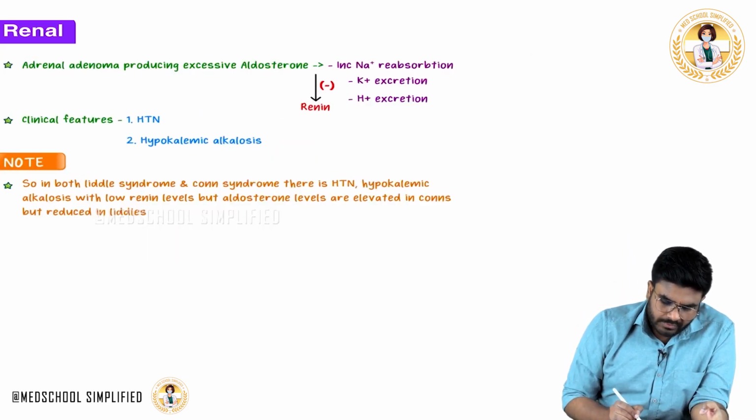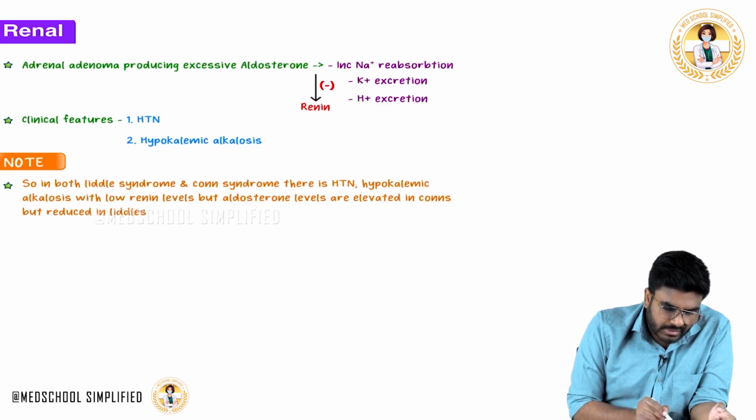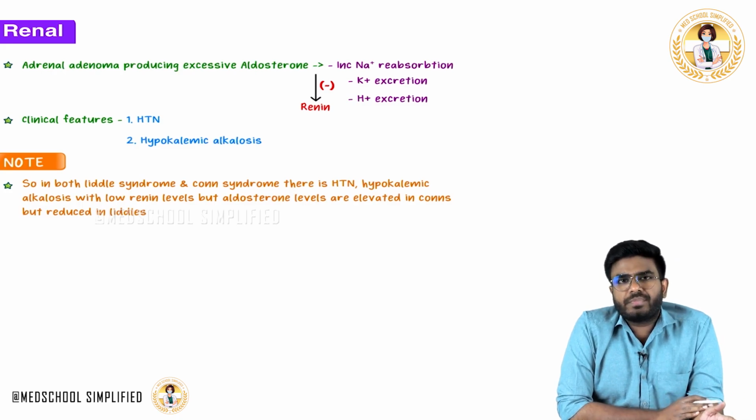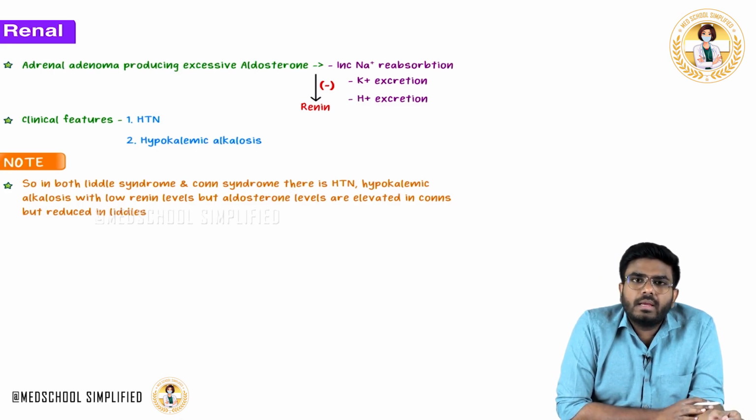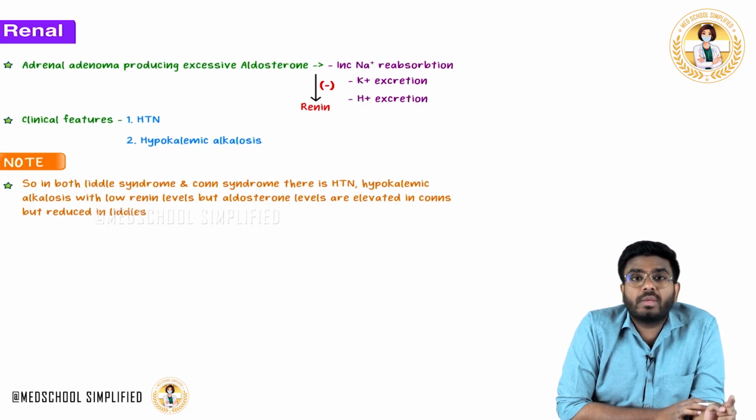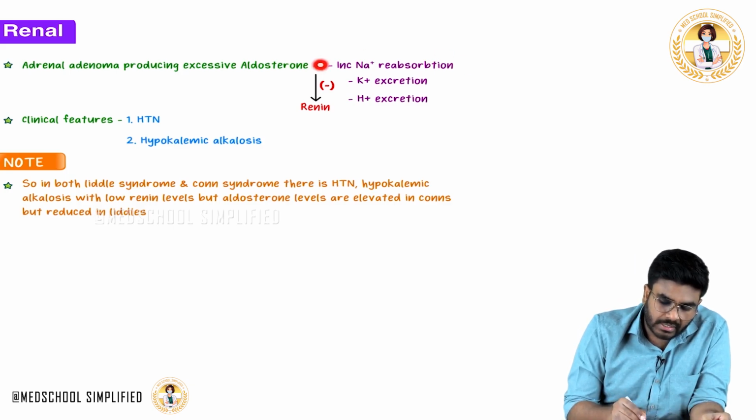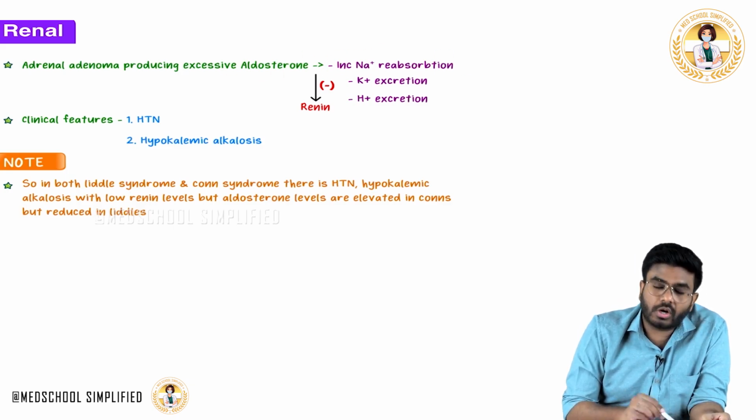Now, what exactly is Conn syndrome? Conn syndrome is an adrenal adenoma producing excessive amounts of aldosterone. Imagine that I am the patient who is having an adrenal adenoma. Aldosterone levels are going to be increased in my body. So what is this aldosterone going to do? We all know the three important functions of aldosterone. The first is sodium reabsorption. In this condition, there is excessive aldosterone, so there is excessive sodium reabsorption into the body.